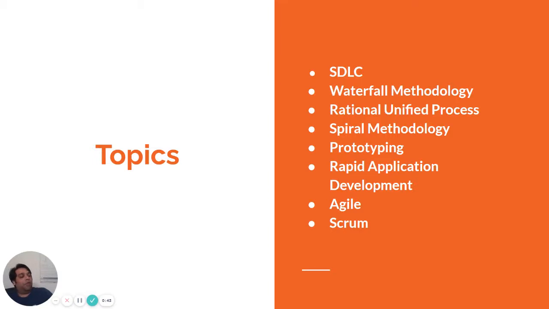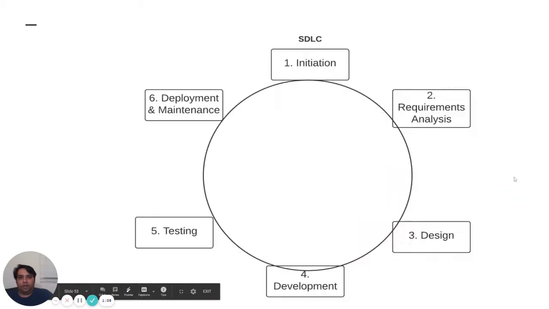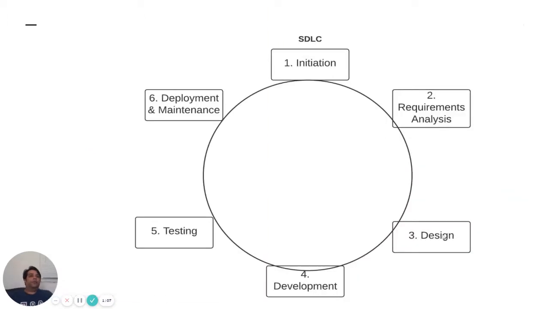We will talk about SDLC, software development life cycle, waterfall methodology, rational unified process, spiral methodology, prototyping, rapid application development, agile methodology, and scrum methodology. So these are the topics for the chapter.